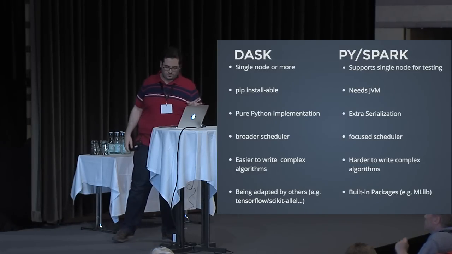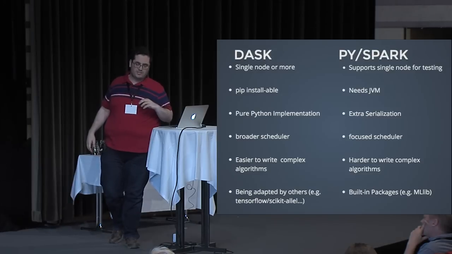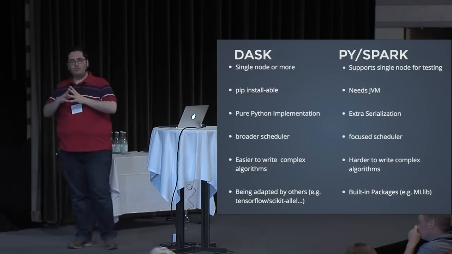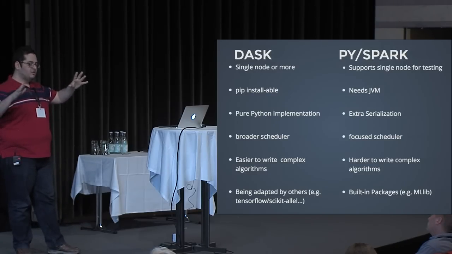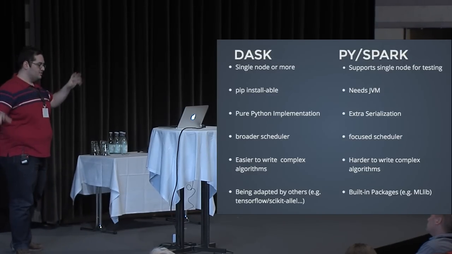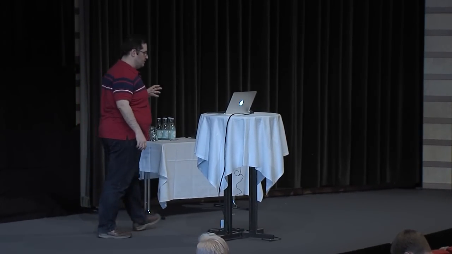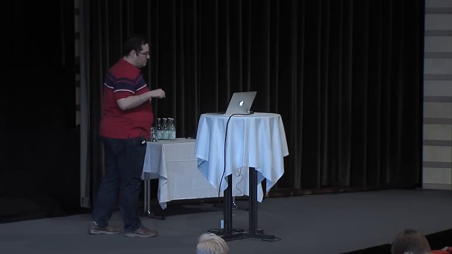About the scheduler. As we could see, Dask cares more about: I have a graph, and I want to schedule the tasks in that graph, regardless of how that graph works. In the other way, PySpark has some optimizations that are very focused on database operations or data access, but Dask doesn't really care much about that.